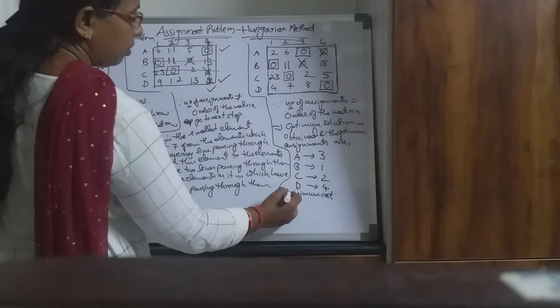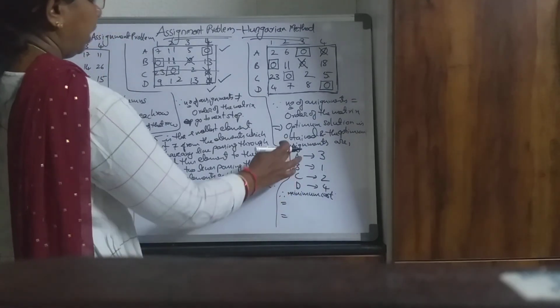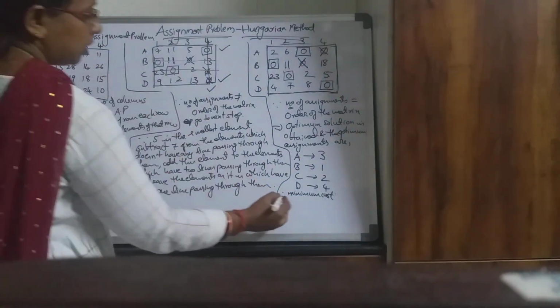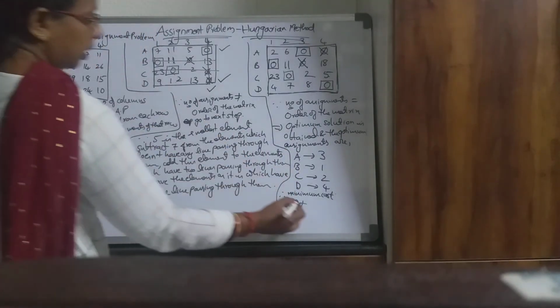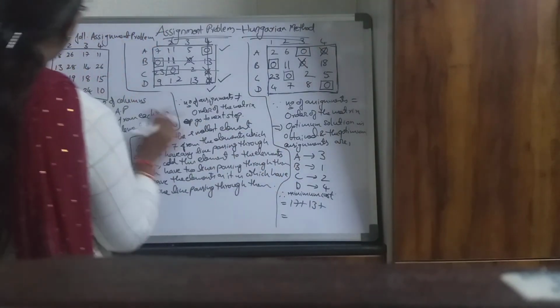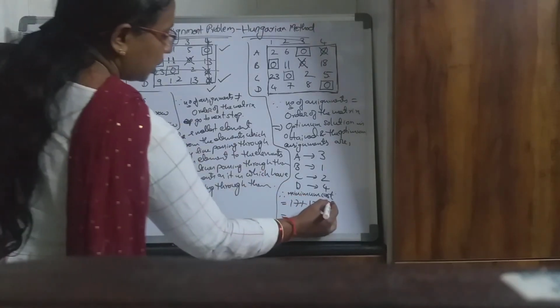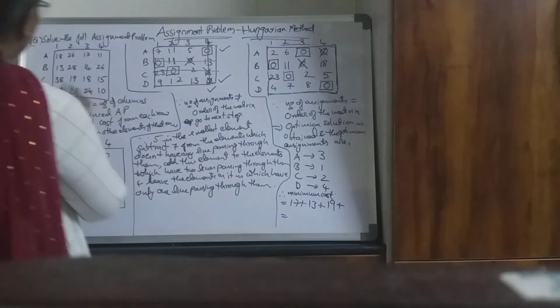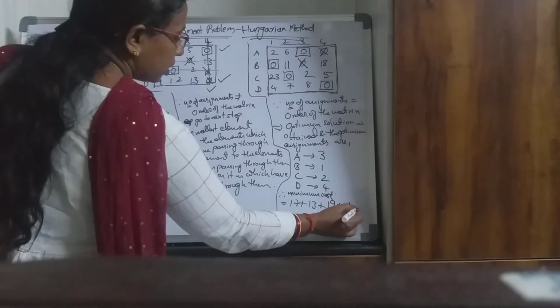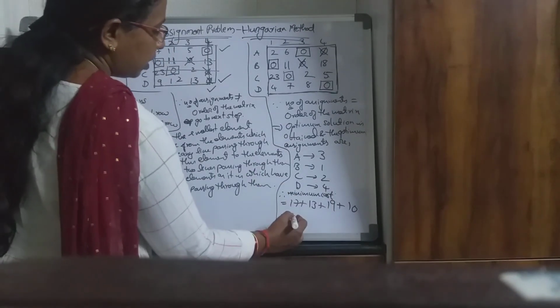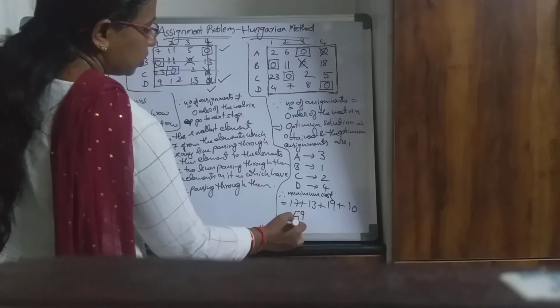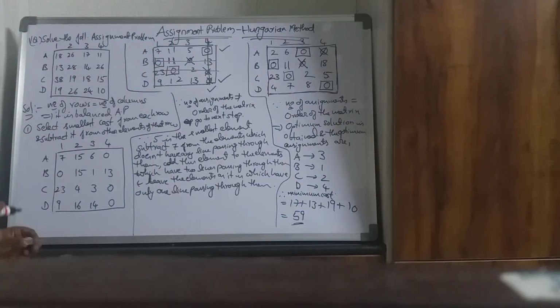So what is the minimum cost now? A will do the third job, which means 17, plus B will do the first job, which means 13. C will do the second job, which is 19, and D will do the fourth job, which is 10. So 17 plus 13 is 30, 30 plus 29 is 59. So this is the minimum cost of performing the jobs by the persons.